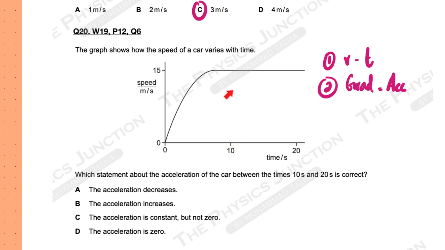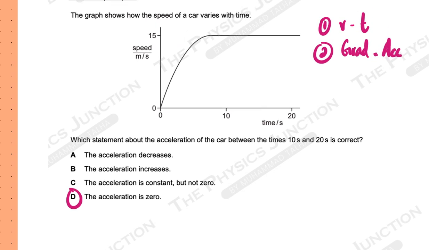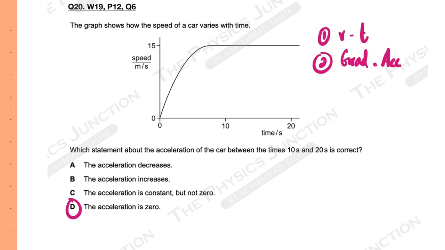So 10 and 20, I can see that the speed has now become constant. So this means the acceleration is 0, right? If the speed is constant, then the acceleration is 0. Or you can also use the gradient approach, that since this is a horizontal line, gradient is 0, which implies acceleration is 0. If you did not read the question properly, then you could have also been tempted to say that because the graph is flattening out here, the acceleration is decreasing, but it was asking just about what's happening between these times.